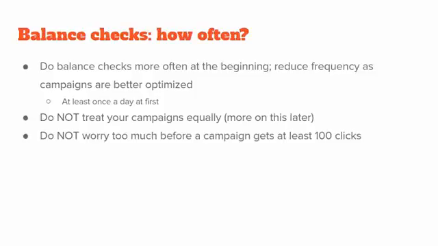And then please do not worry too much about a campaign if it only gets less than 100 clicks. This is because when a campaign is only getting 30, 40 clicks, we don't have enough meaningful data to make a decision about this campaign. So it needs to have at least 100 clicks for us to say that, okay, we have enough data for this campaign that we can make some decision about it.